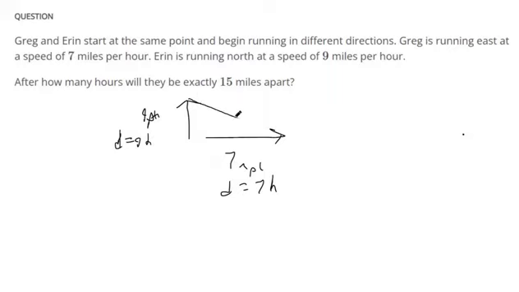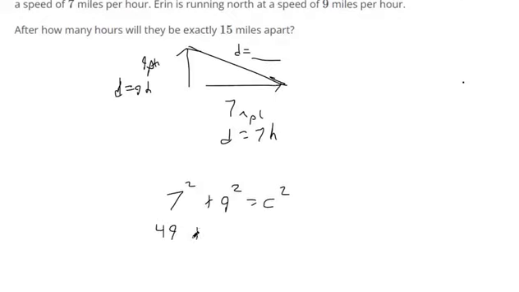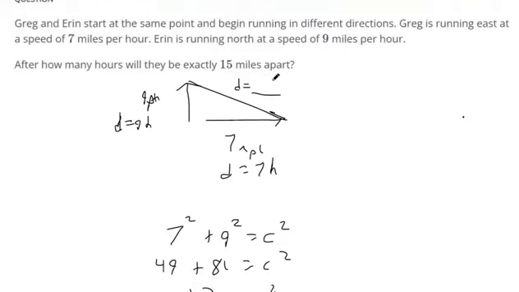And then we can use the Pythagorean theorem to find out an equation for the distance that's diagonal between the two of them. And then we can just solve when we plug in 15 in for the distance. So to do that, we have a squared plus b squared equals c squared. So that's 49 plus 81. So that's 130. So the distance is the square root of 130 times the number of hours we've traveled.